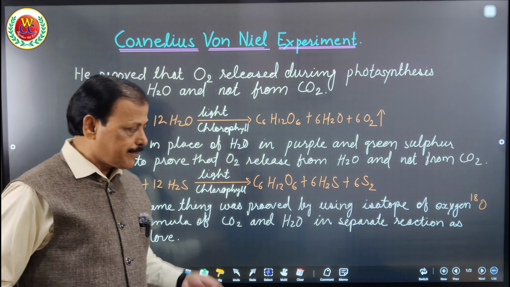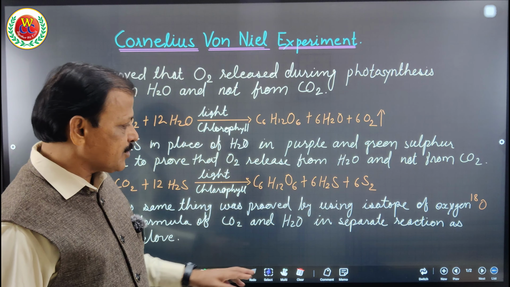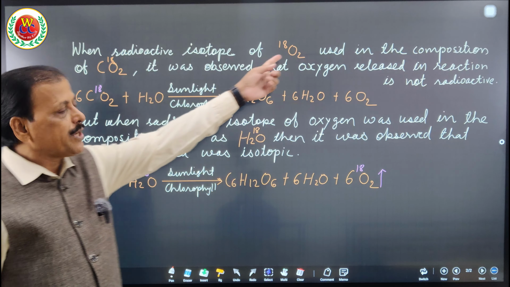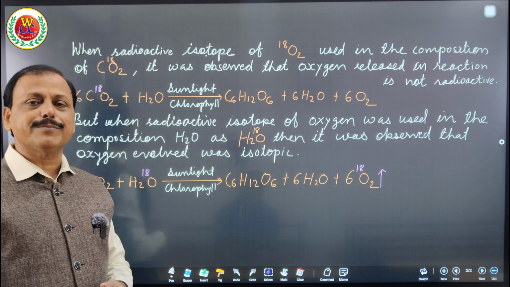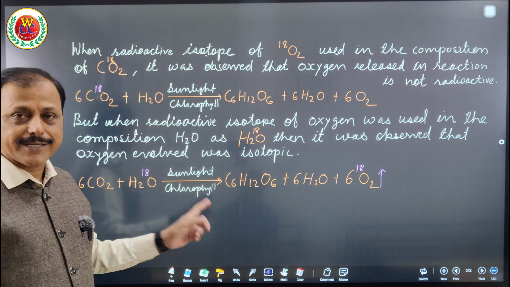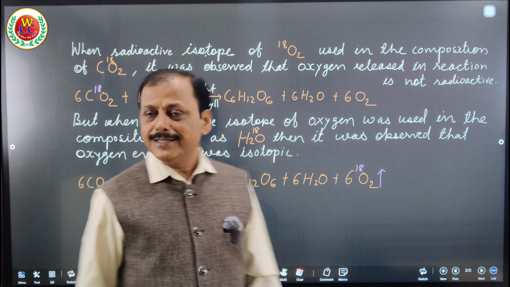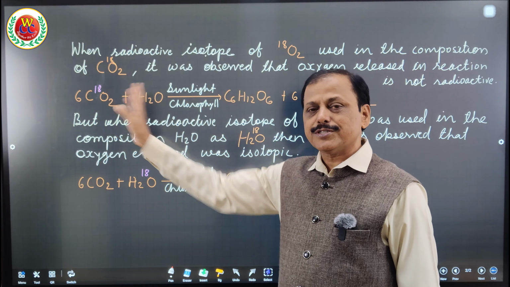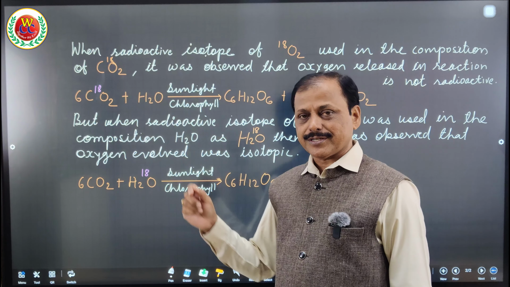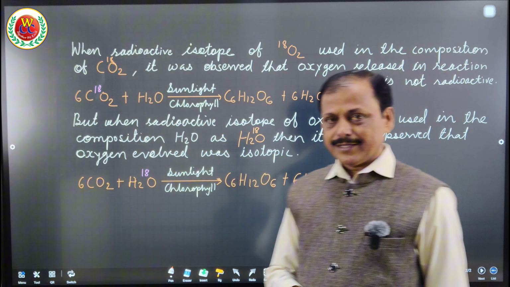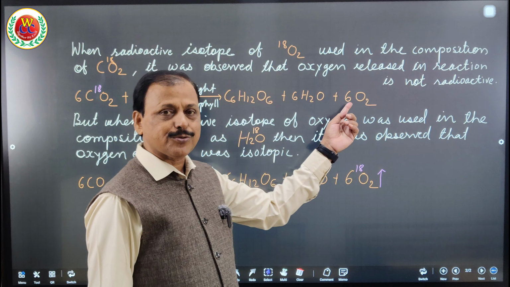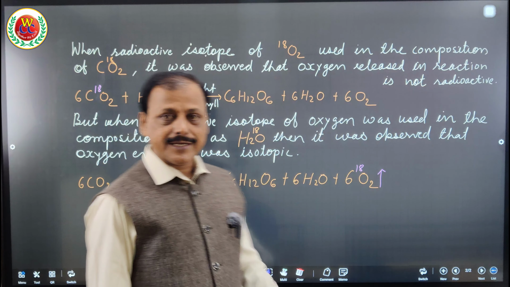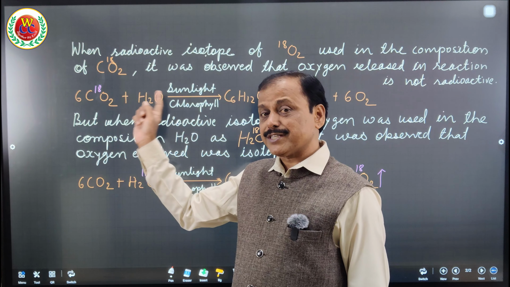But to support this experiment later, other scientists used a radioisotope of oxygen, O18, in the composition of carbon dioxide and water separately in two separate reactions. Here you can see that in this reaction, the isotope O18 was used in the composition of carbon dioxide and not in water. When the reaction was completed, they observed there was no release of isotopic oxygen, because they used the isotope with carbon dioxide and not with water.